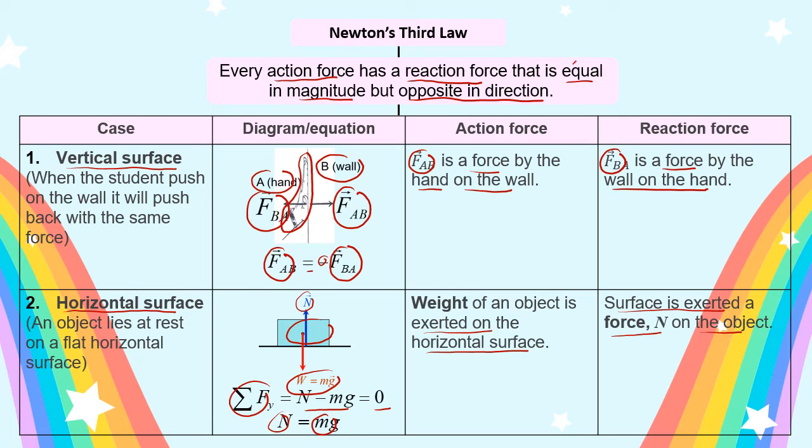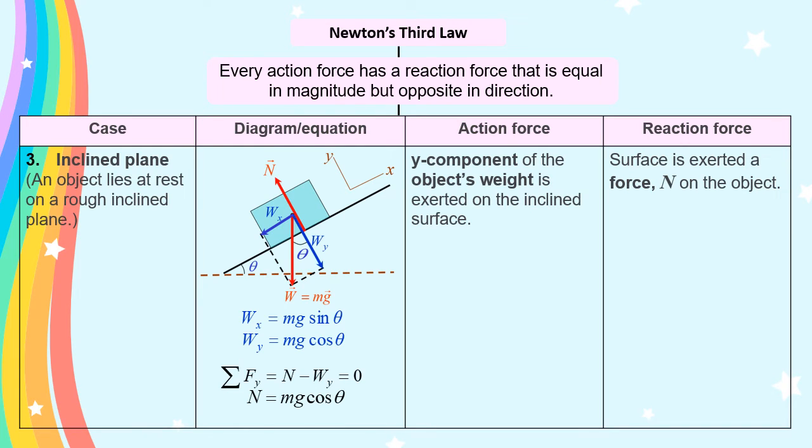For the third case, which is an inclined plane, let's say an object lies at rest on a rough inclined plane. As you already learned in 4.1, the x-axis is in this direction and the y-axis is in this direction. When we sketch, the weight is always directed downward. Because x and y are in these directions, we need to resolve W into Wx and Wy.